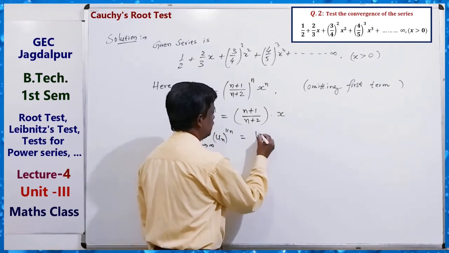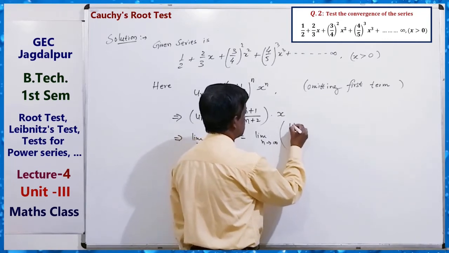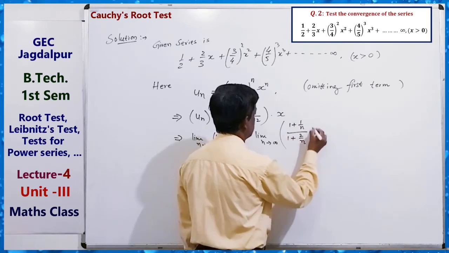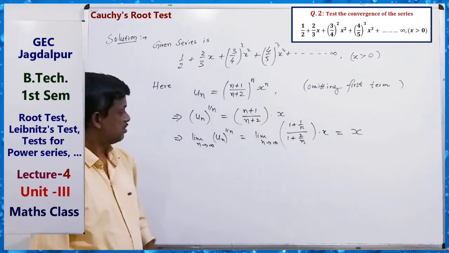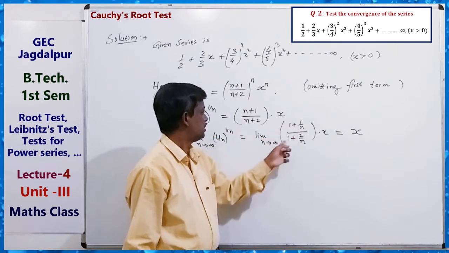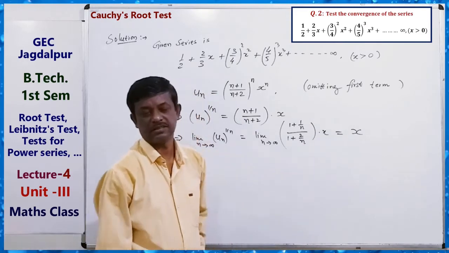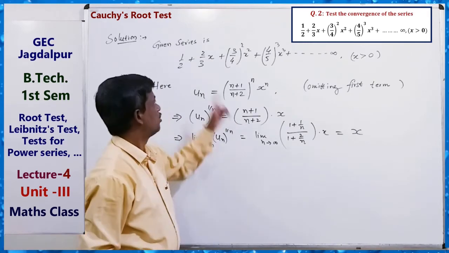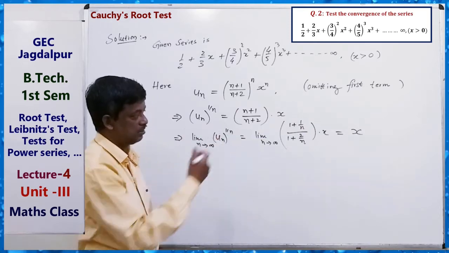Here limit n tending to infinity, what? 1 plus 1 by n upon 1 plus 2 by n into x equals what? x. Because n can be taken common, so n cancels, and 1 plus 1 by n, 1 plus 2 by n tend to 1, 1, so the limit is x. Now, according to Cauchy's root test, if this is less than 1, convergent; greater than 1, divergent; equal, the test fails.